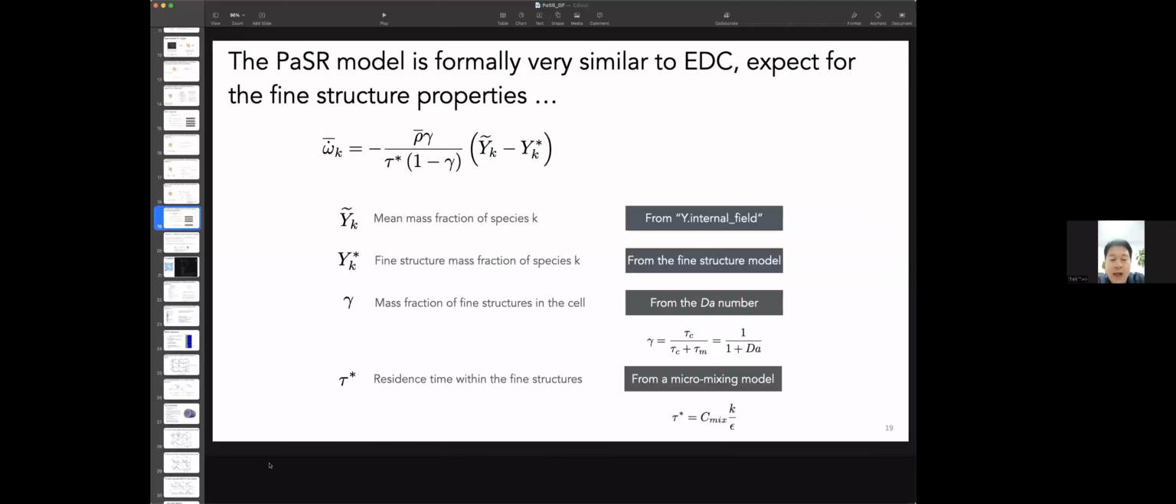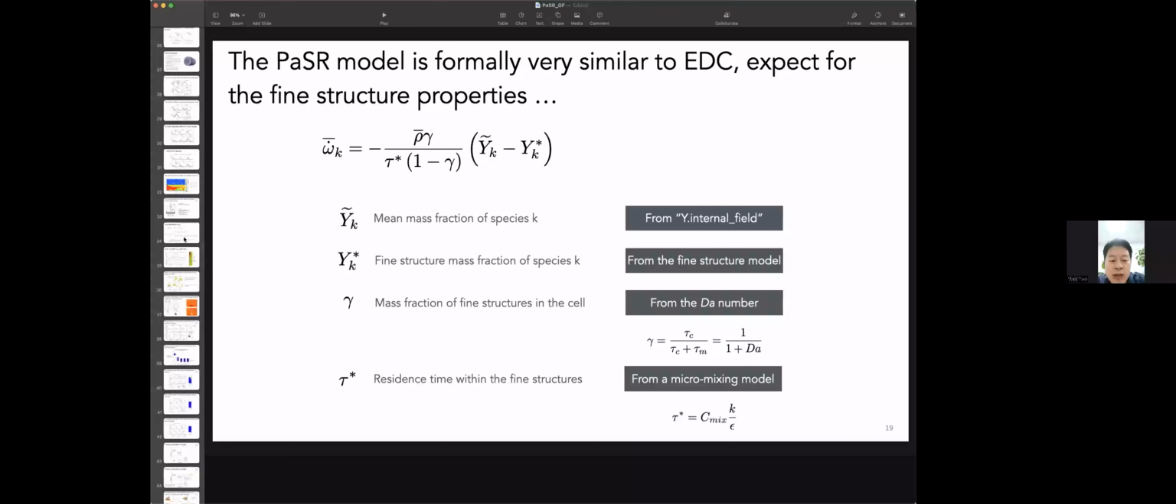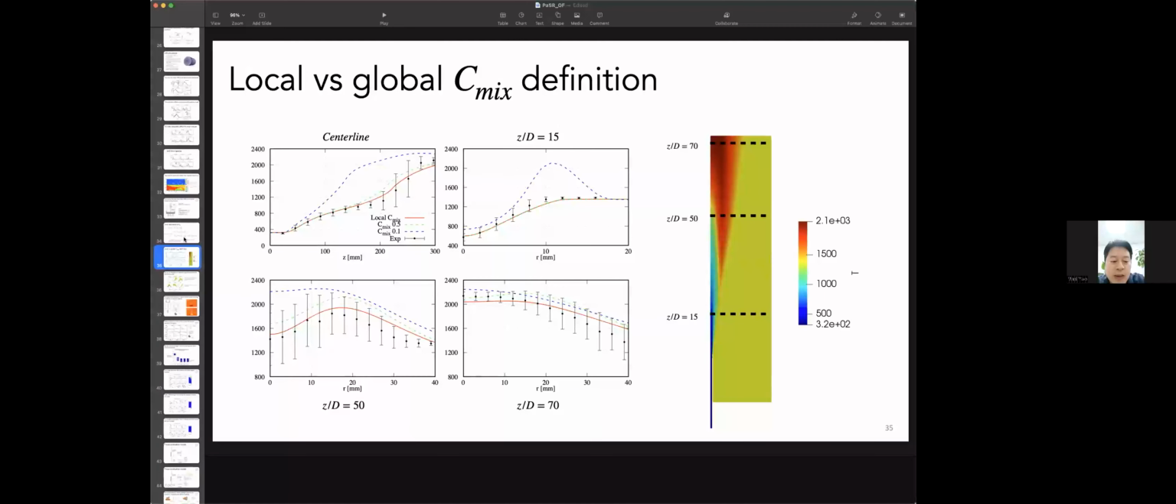Hello. I also have a question regarding the scalar dissipation rate. I mean, is there any specific advantage for solving the transport equation for this scalar dissipation rate? I mean, if the difference is small, I think maybe we can save the computation time without solving this additional equation.